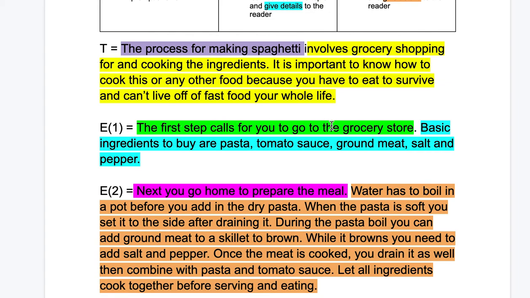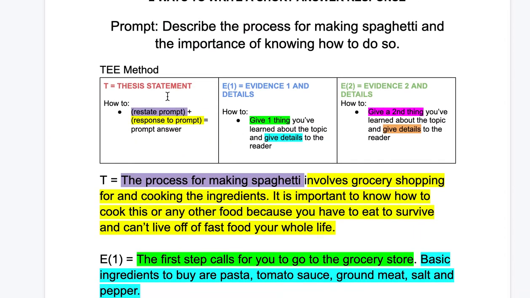So going to the store, I went into details about what I need to buy at the store. That's good enough. I don't need to draw it out. But when it came to my evidence two about actually cooking, I needed to provide more details. Why? Because I want to show my reader I know what I'm talking about when it comes to cooking spaghetti. Okay? So that's the T method: thesis statement, evidence one with details, evidence two with details.